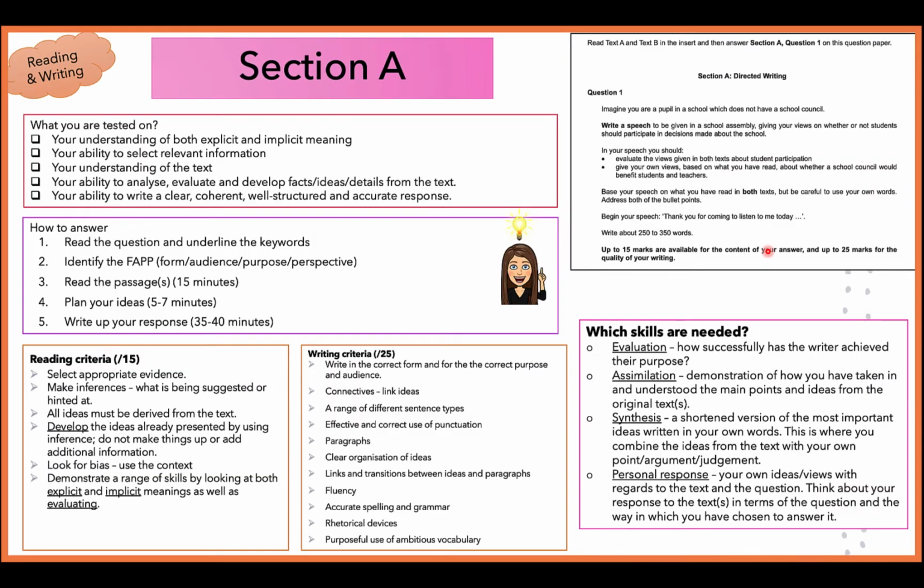So let's have a quick look at Section A. This again is your reading and your writing. So what are you tested on? You're tested on your ability to understand both explicit and implicit meanings within the text, your ability to select relevant information and utilise that, so you should be able to synthesise the information within the text, and have a good understanding of the text or the texts themselves.